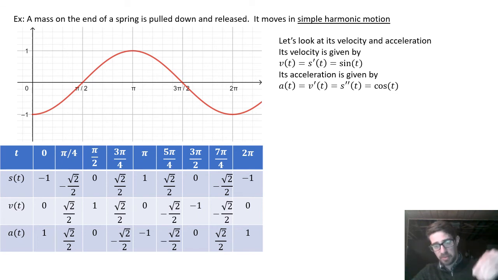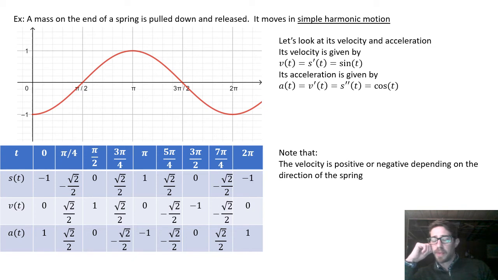going down, but it switches to speeding up in the downward direction. So at 7 pi over 4, the spring's going down and the acceleration is pulling down. So that means it's speeding up that way, right? And then at 2 pi, the acceleration is 1 again, because once again the spring's being pulled in the upwards direction because it's all the way at the bottom. Whew. Okay, let me summarize what I just said.